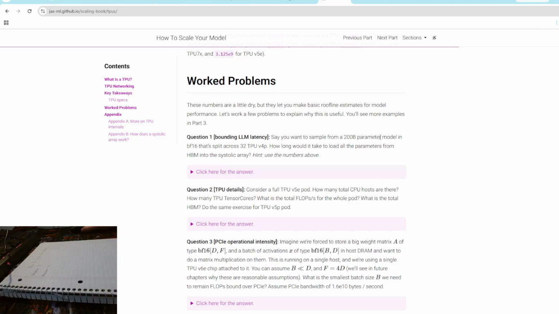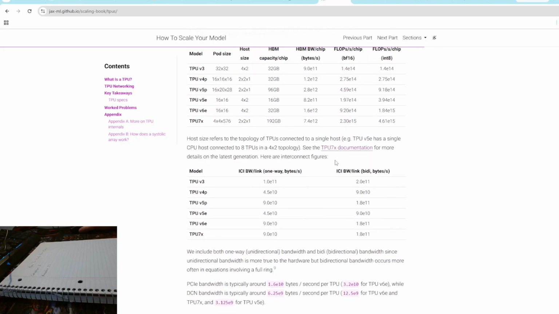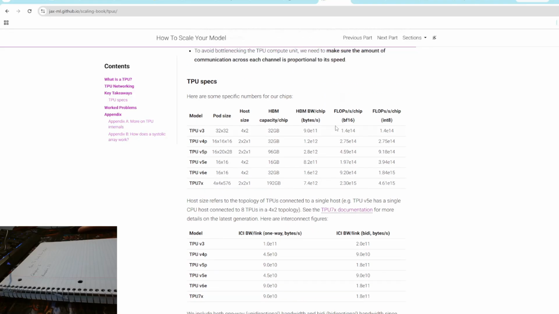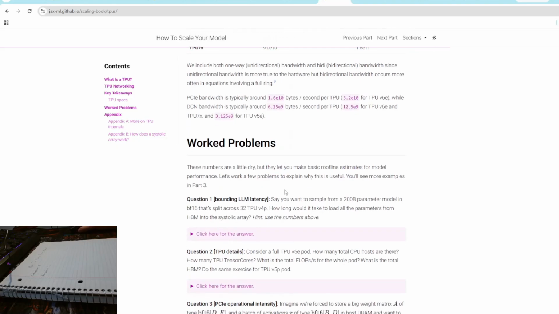Alright, so we're on chapter 2, question 2.1. Pause this video. Say you want to sample from a 200 billion parameter model in BF16 that's split across a 32 TPU V4P. How long would it take to load all the parameters from HBM into the systolic array? It should be a simple lookup, right? So we don't need the interconnect figures. We just need the HBM bandwidth. We don't care about capacity. We just care about bandwidth, right?